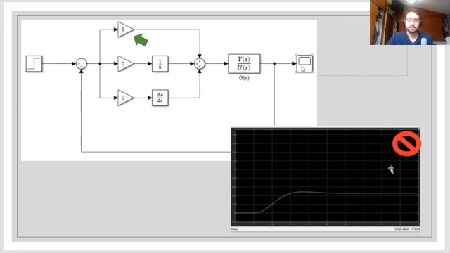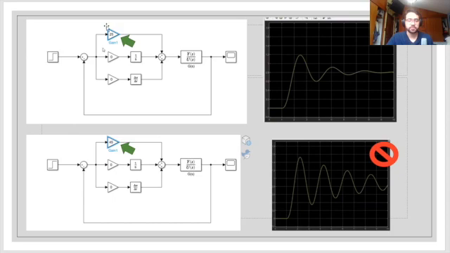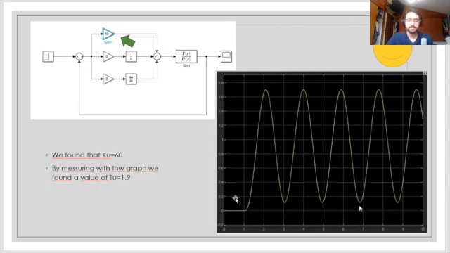We see that the graph is not a constant oscillating graph, so we need to try again. We try this time with 25, it starts to oscillate, but it's not constant. 45, it seems better, but it's still not constant. But with 60, we have a constant oscillating graph, so now we have the Ku, that is 60, and with the graph we can read it and find that our oscillation period is 1.9.